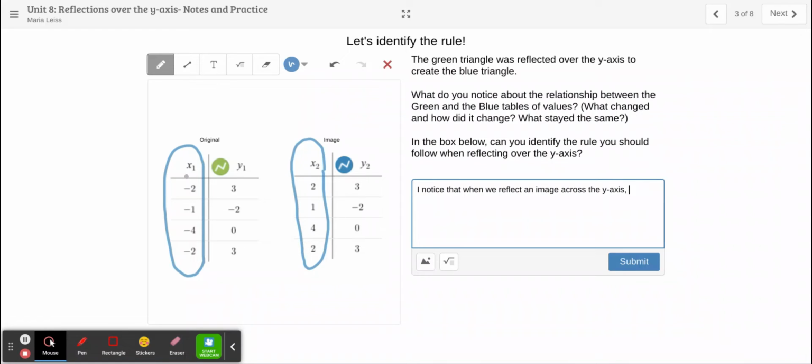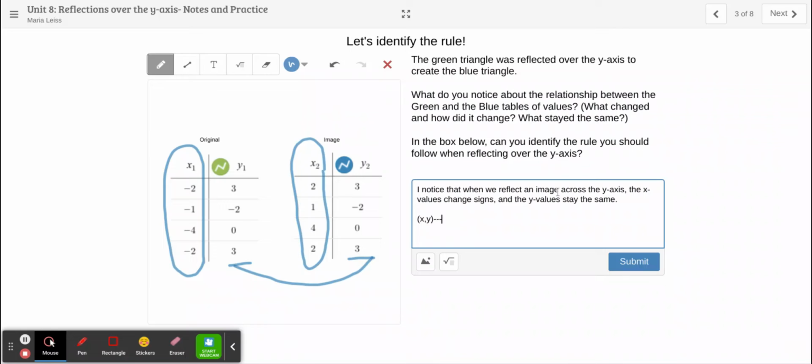But we don't want to say that because what happens if they start negative? Can you guess what they might do if they start positive? Yeah, they would change to negative. So we're going to say the x values change signs. Now look at the y's. This column compared to this column. Is there any difference? Nope, they're exactly the same. So then we're going to say, and the y values stay the same.